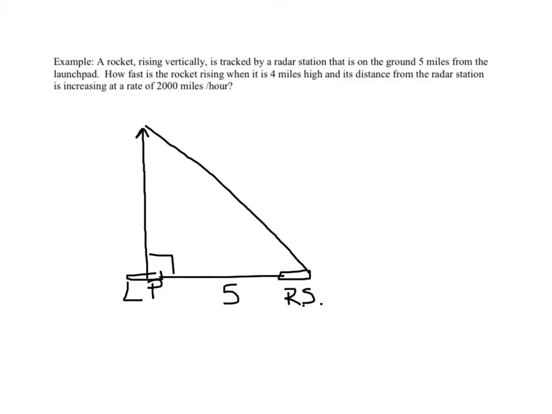Now here's the question. How fast is the rocket rising? Well, the word fast is asking for a rate. How fast is the rocket rising when it is 4 miles high? I can put a 4 here. And its distance from the radar station is increasing at a rate of 2,000 miles per hour. So let me just slow down and figure out what we have and what we're trying to find.